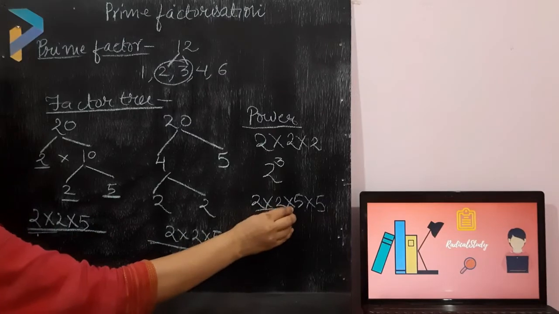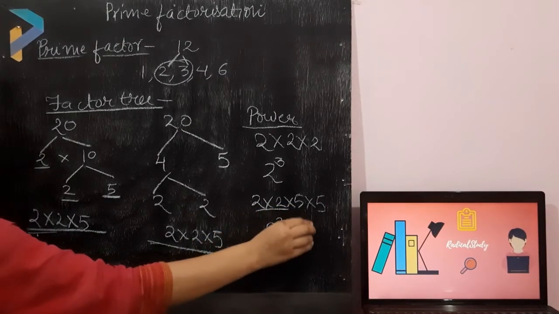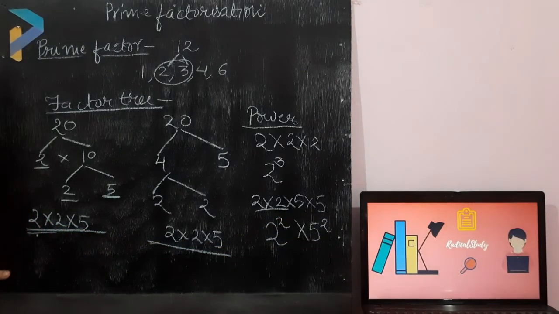If I have written 2 multiplied by 2 multiplied by 5 multiplied by 5, now 2 is written 2 times, so we will write 2 to the power of 2. And 5 is also written 2 times, so 5 to the power of 2. This is how we express numbers in powers. Now I am going to take some examples in order to make you understand prime factorization. So please pay attention students.